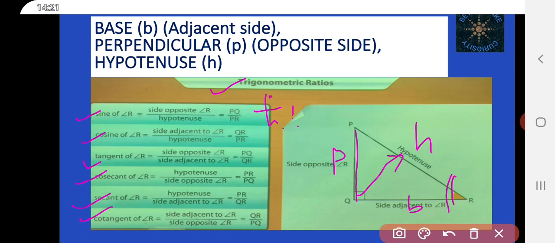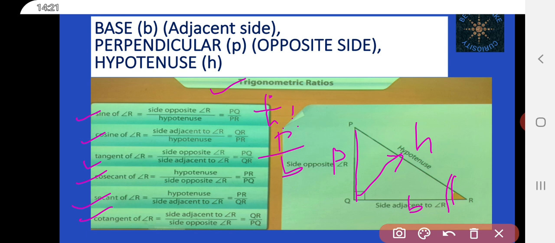Okay, then tangent. Tangent of angle R is equal to side opposite to angle R by side adjacent to angle R is equal to PQ by QR, that is P by B. Okay, P by B, remember it.